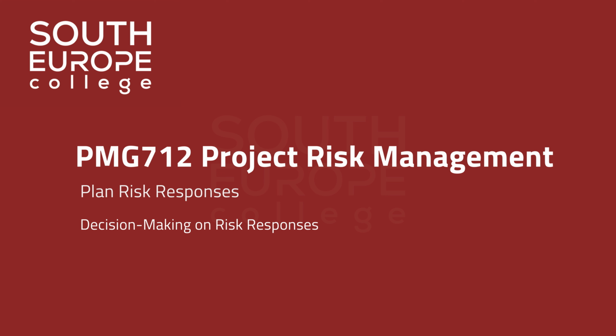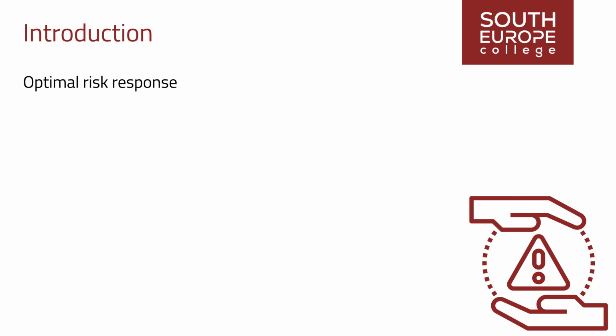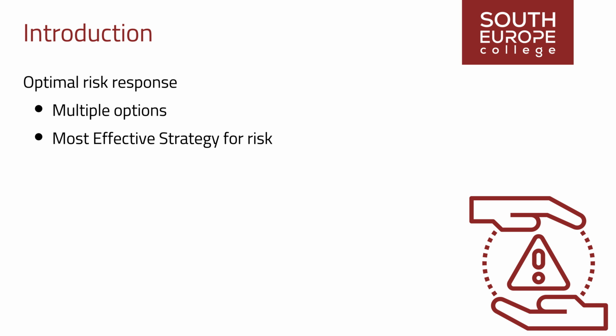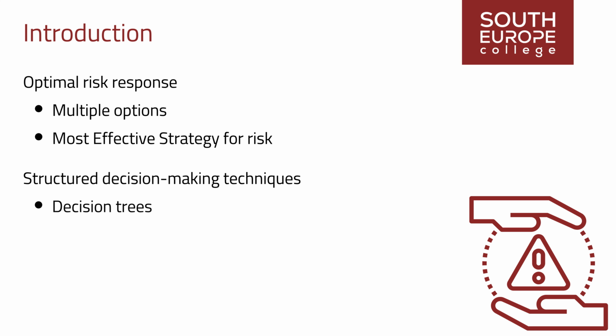This segment will cover decision-making on risk responses. Selecting the optimal risk response often involves evaluating multiple options to choose the strategy most likely to be effective for each identified risk. While performing that, we need to utilize structured decision-making techniques, such as decision trees or decision-making matrices, to aid in evaluating alternatives and selecting the best response to each risk.